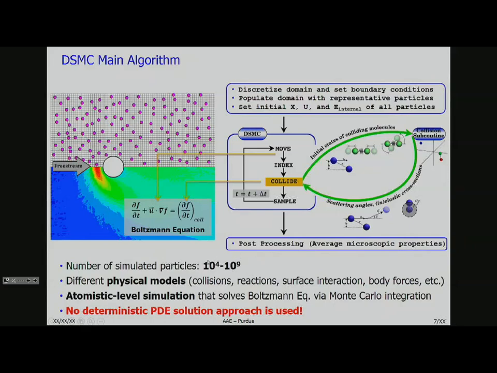So you can see we have a very high number of simulated particles. However, the number of real particles is much higher than this. So that's why we need these computational particles. And then a key thing for any DSMC model, and we'll go over this a bit, is the physical models. So what happens when two particles collide?